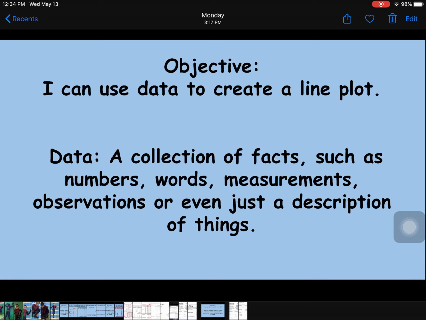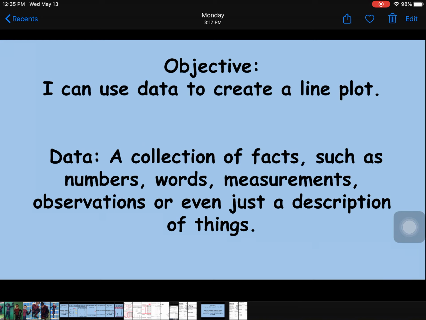Today for math, boys and girls, our objective once again is I can use data to create a line plot. Now remember that data is a collection of facts such as numbers, words, measurements, observations, or even just a description of things that you collect, and a line plot is a number line that shows this data. Today I'm going to do the reteaching page with you, and then you're going to do the practice page on your own.